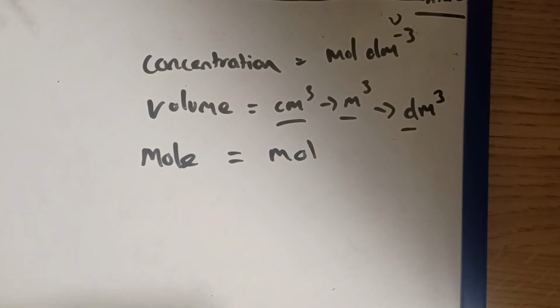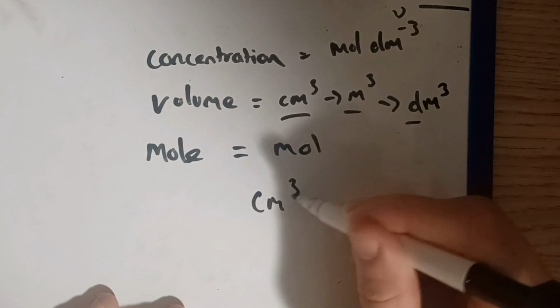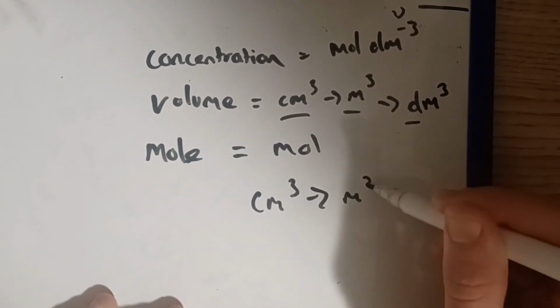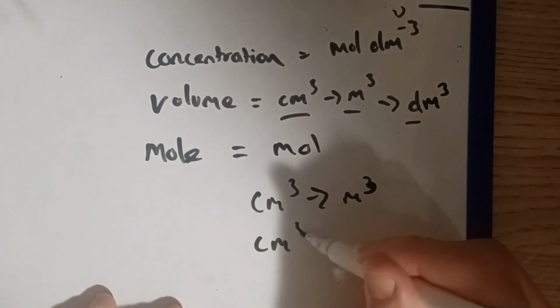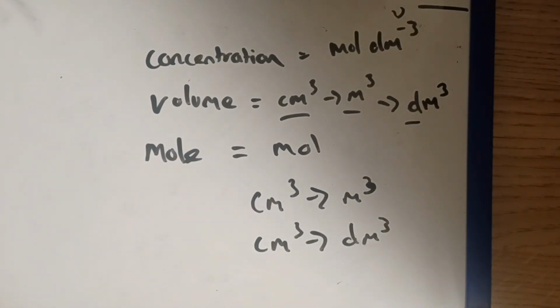So normally we're given concentration in decimeters cubed, but with volume, just need to be careful about your timesing up and timesing down. There will be a video of how to go from centimeters cubed to meters cubed, and similarly centimeters cubed to decimeters cubed. That will be coming out hopefully within the next couple of days.